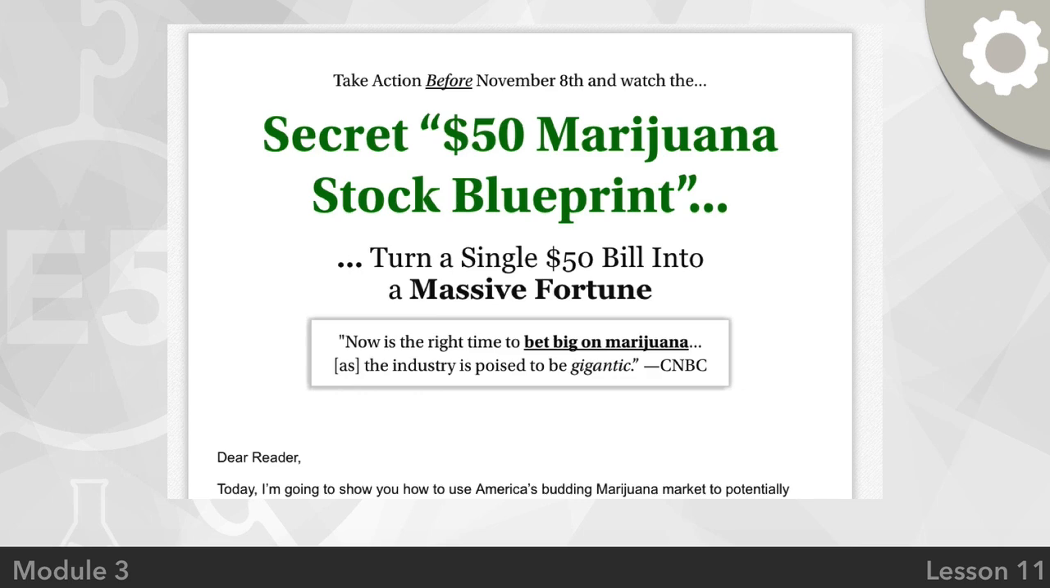CNBC. I want you to see a couple of key elements in here right away. Number one, fresh and timely. Take action before November 8th. So it's fresh, it's timely, it doesn't feel old, it's something new. It's something that at the time that I took this screenshot was pending, was impending, was about to happen. Second is we've got secret $50 marijuana stock blueprint. That feels like, it triggers curiosity.